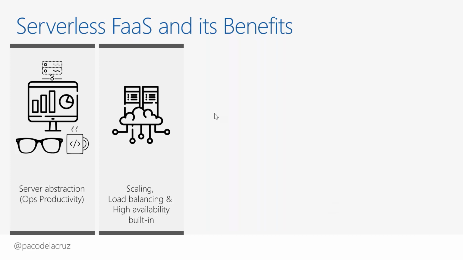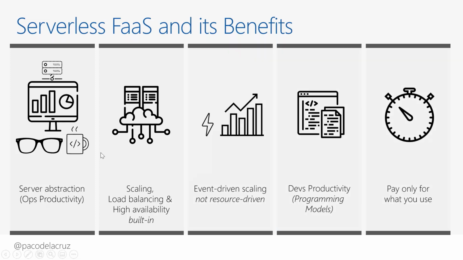And you might be thinking, well, I'm already getting this with my platform as a service offerings like app services. So what's the difference with serverless? So there are some differences. The first one is scaling is based on events. So if you compare functions with an app service or a web app, for example, a web app scales based on CPU or memory. In functions, you scale based on events.